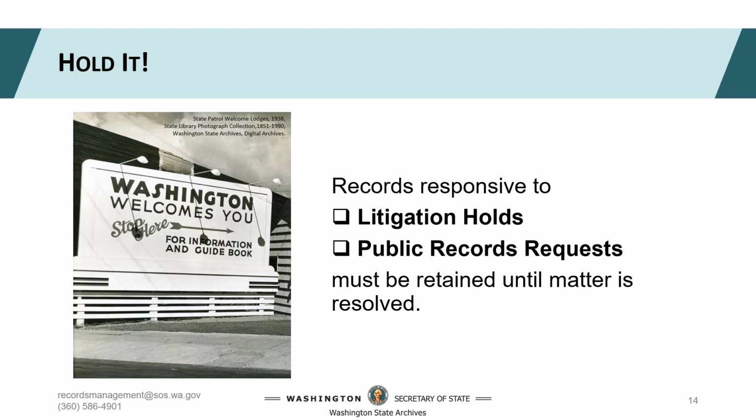The second situation is if there's a public records request. Let's say you've got records that are 20 years past their retention. You've already identified them as non-archival, and you plan to destroy the records next Monday. If a public records request comes in this afternoon for those records slated for destruction, you'll still need to provide them to fulfill the public records request because they are still in your possession. Once the request is fulfilled, you can resume with destruction or transfer as planned.